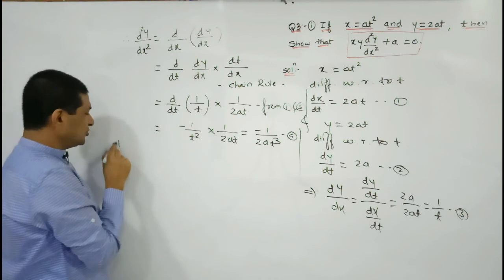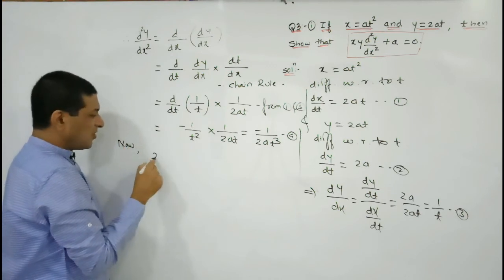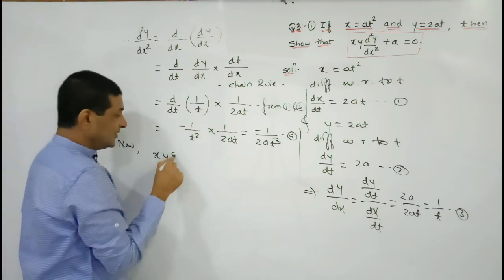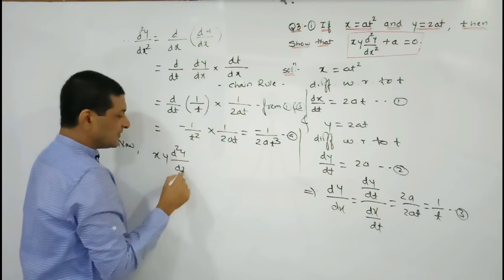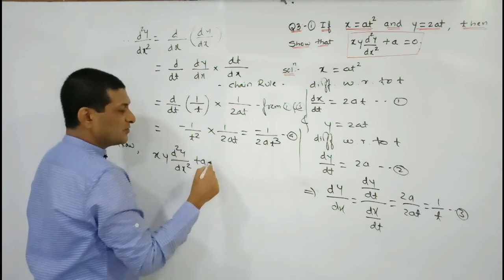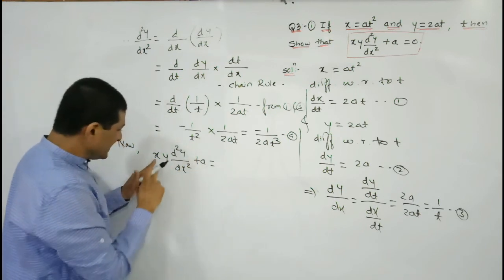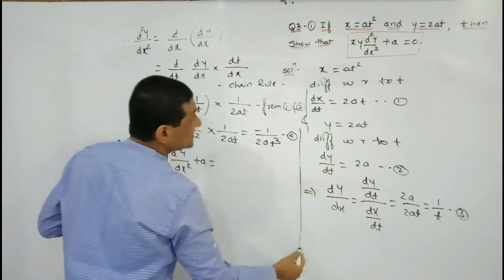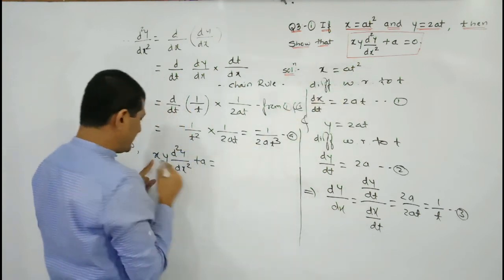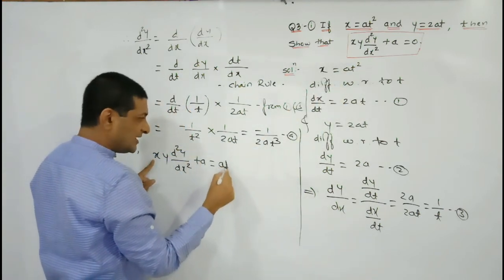Now we have to show that the value of x y d2y upon dx square plus a will be equal to 0. Now we are substituting the value. Replace x by its value. What is the value of x here? x is equal to 2a t square. So I am replacing x by 2a t square.